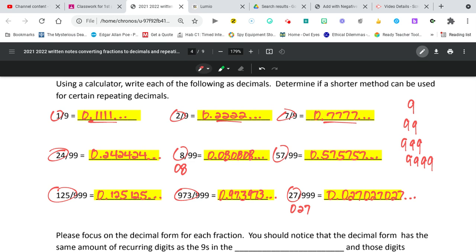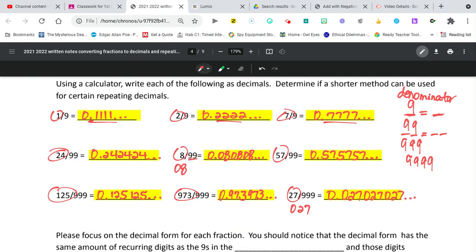Okay, those are a sequence of nines, guys. If you have a sequence of nines in your denominator, your numerator is going to repeat the same number of digits as your denominator. If your denominator is 9, it's going to repeat one digit of that numerator. If your denominator is 99, it's going to repeat in 2 digits.